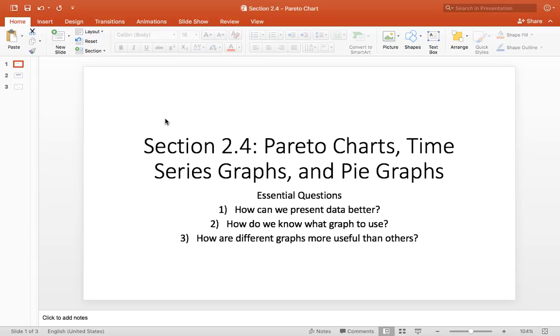Right, so now we're going to go over the second video for this section, and that is going to be time series graphs. A time series graph represents data that occurs over a specific period of time. So whenever our data is talking about years or months or time like that, we can represent it in a time series graph.